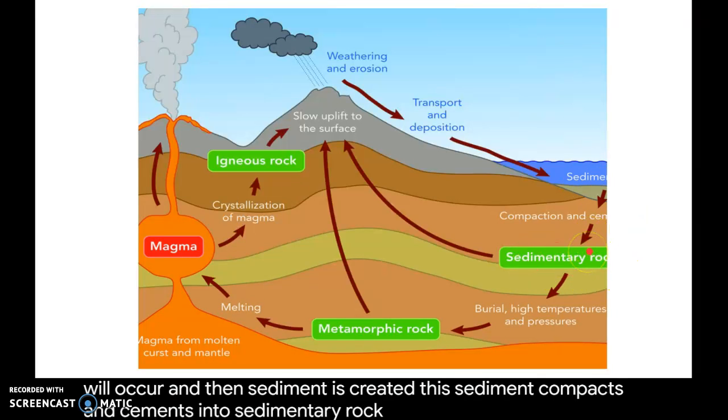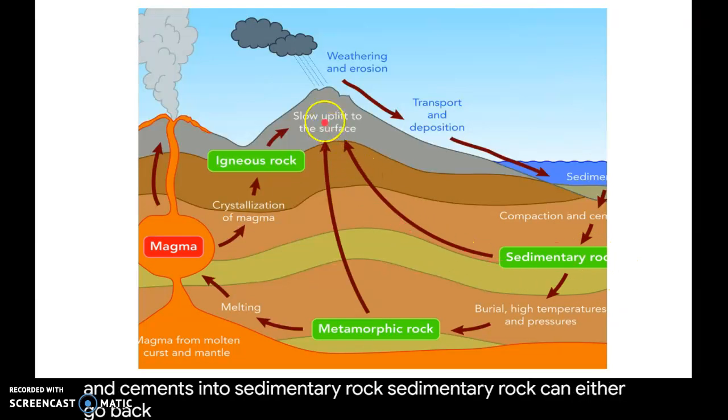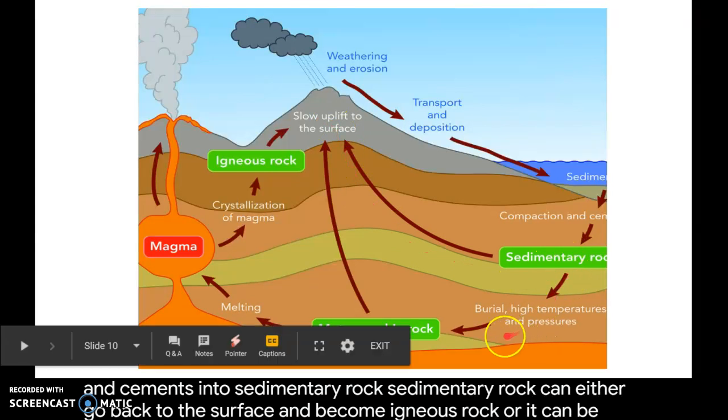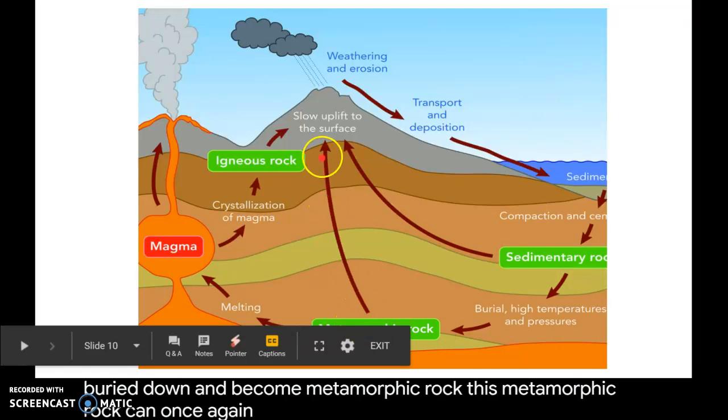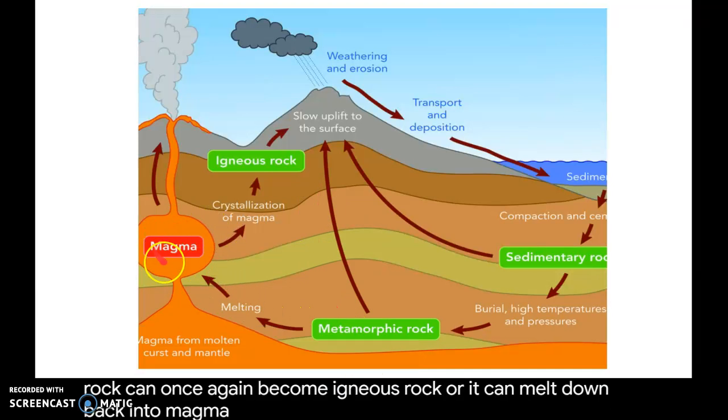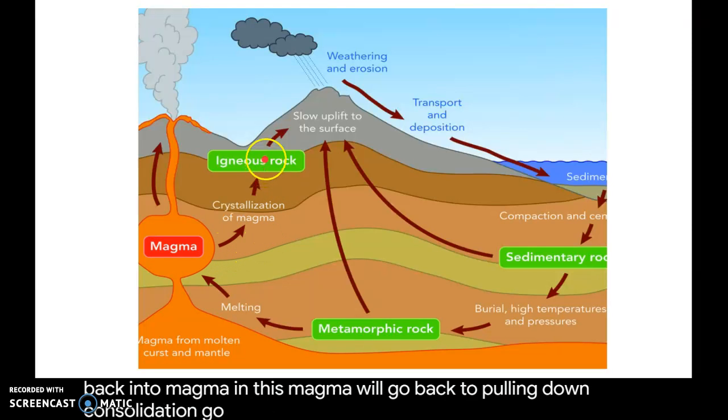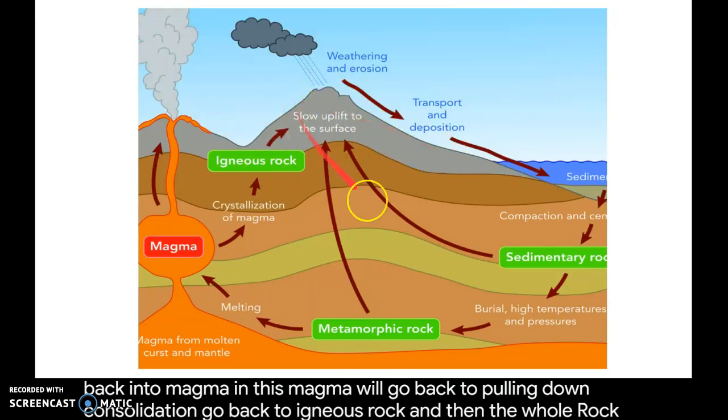Sedimentary rock can either go back to the surface and become igneous rock, or it can be buried down and become metamorphic rock. This metamorphic rock can once again become igneous rock, or it can melt down back into magma. And this magma will go back to cooling down, crystallization, go back to igneous rock, and then the whole rock cycle begins again.